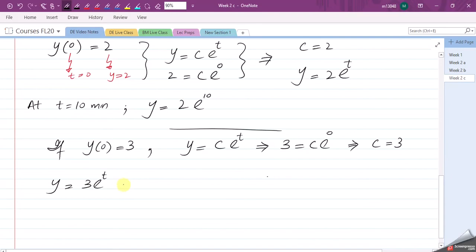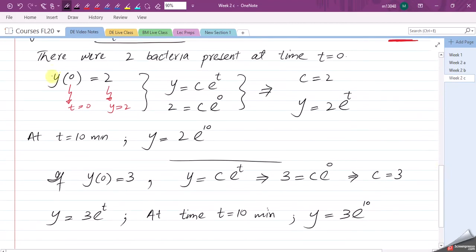Now when we answer the same question again at time t equals 10 minutes, the value becomes y equals 3 times e power 10. When the condition was y of 0 equals 2, the value at 10 minutes was 2 times e power 10. And when the condition is y of 0 equals 3, the start value has changed, our number has changed.